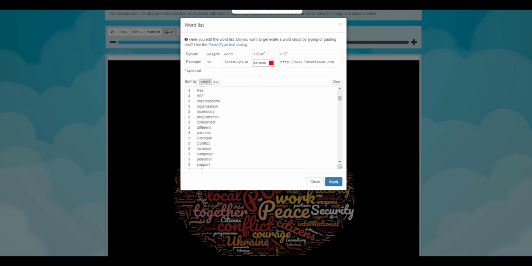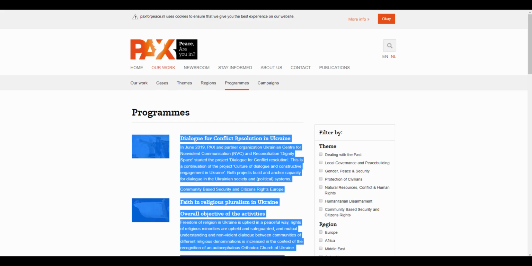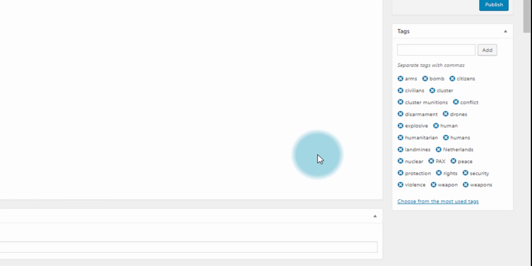And tags can be one word or they can be two, as long as someone would search for that. For instance, here we've got cluster munitions, because people may search for, it's actually less likely that they're going to search for cluster. They're probably going to search for cluster munitions. So it's good to have them both in there. We can have a look at some other examples.